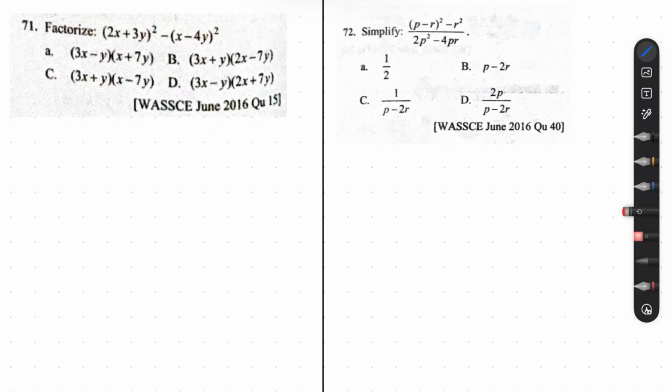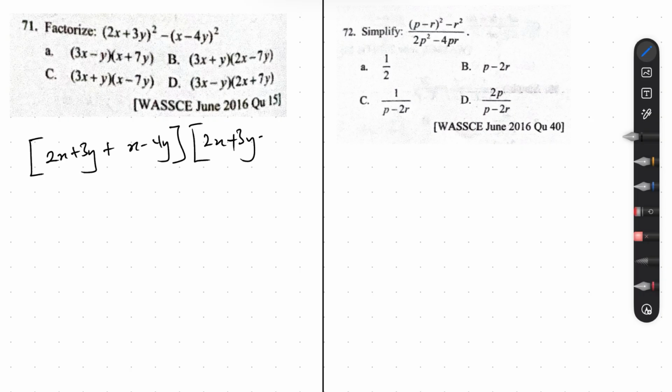Okay, so now clearly we can see that this is a difference of two squares. So we do that. We add and we subtract. Let's open a big bracket. We have 2x plus 3y plus x minus 4y. Then we open a big bracket. We have 2x plus 3y minus x minus 4y.